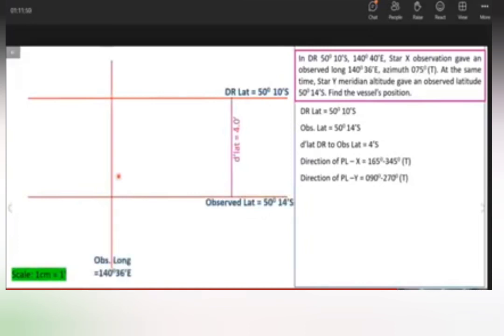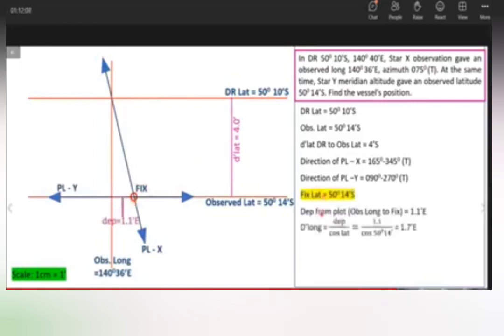We have the observed long meridian coming up. We have the PL for X. We have the PL for Y. We have the fix being identified here. We have the departure here. And then the same calculations as in the earlier discussion are carried out to get the coordinates of the fix. So if you do not have a graph paper, then your plot shall be somewhat like this.